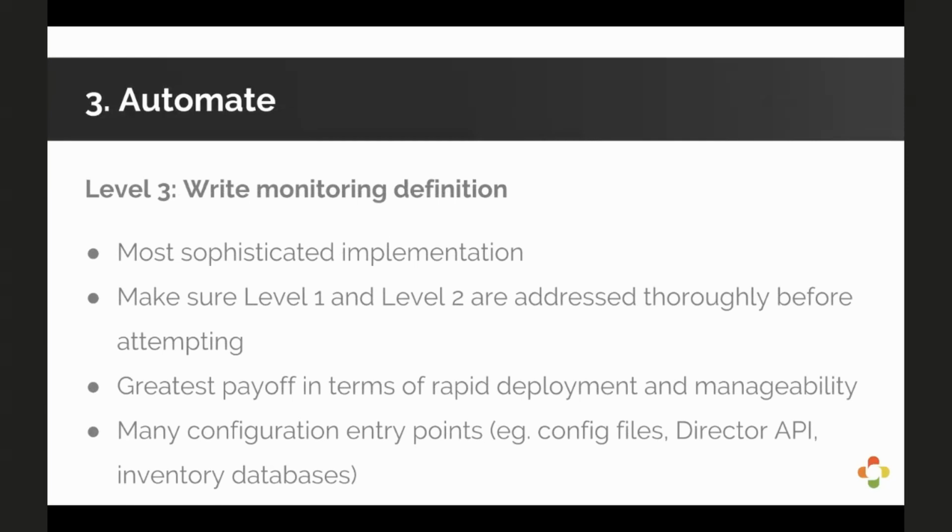And then there are many different configuration entry points in Icinga that you can use to automate the writing of the definitions. You can either use config files, which is the tried and true method in Icinga, or you can use the Director API, or you can also integrate Director with inventory databases. So Brandon, how have you seen people employ this, and what kind of problems have you seen MSPs get into?